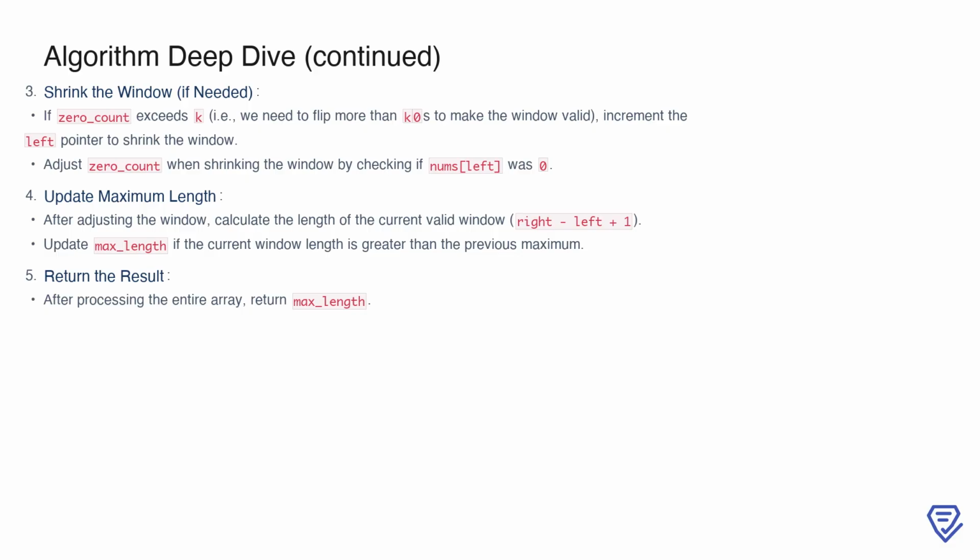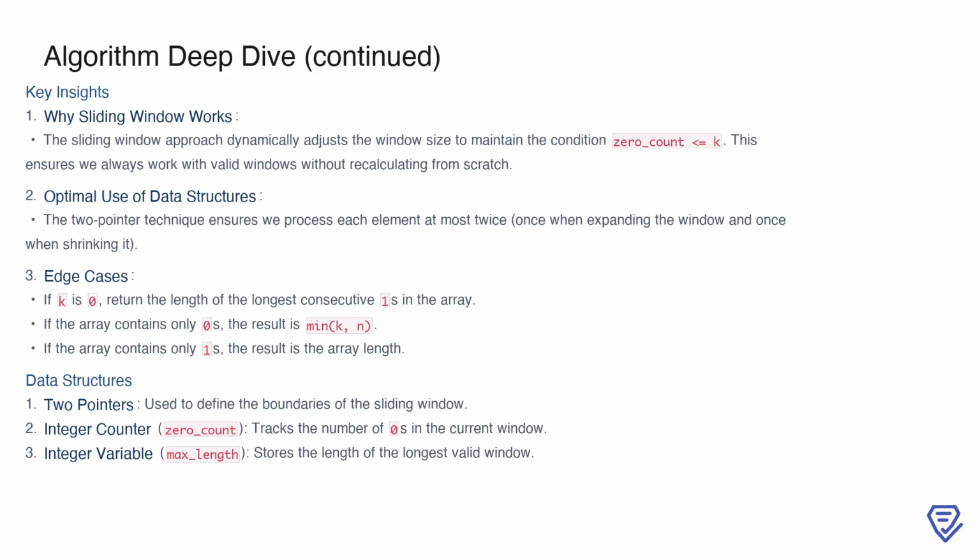By the end of this process, after processing all elements in the array, we return the value of max_length as the result. This method ensures that we find the longest subarray of consecutive 1s that can be achieved with at most k flips, while maintaining efficiency. The sliding window technique works because it dynamically adjusts the window size to maintain the condition 0_count <= k. This eliminates the need to recalculate from scratch for every subarray, making the algorithm much more efficient.